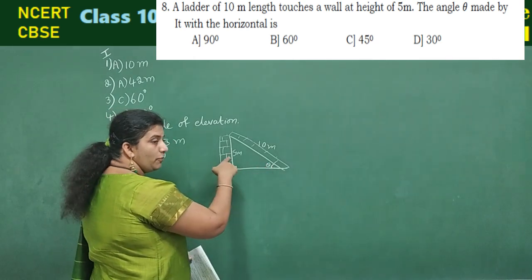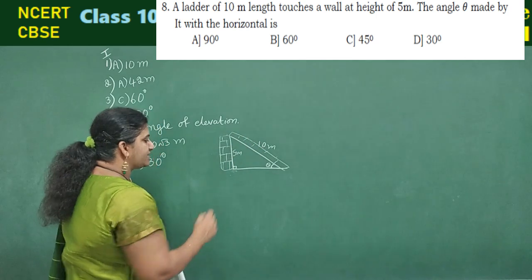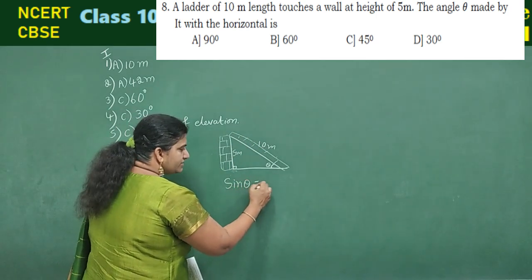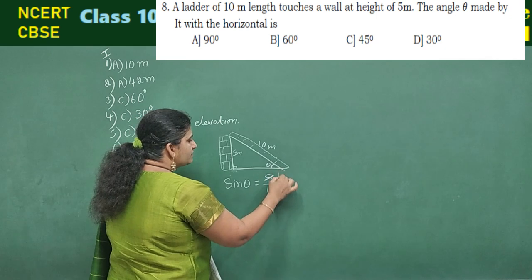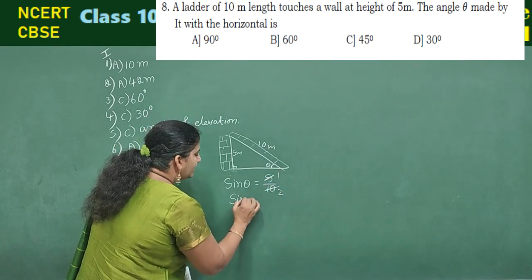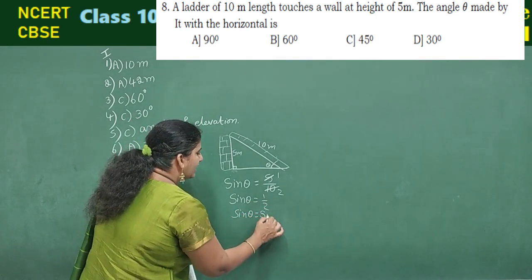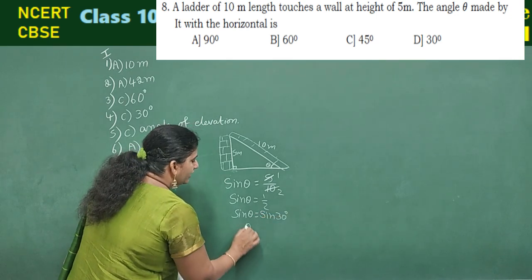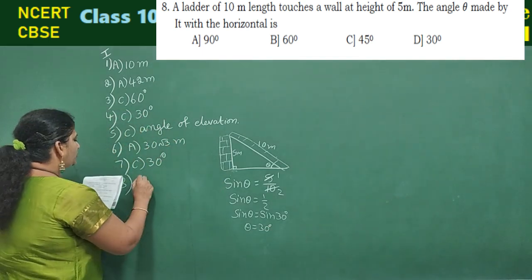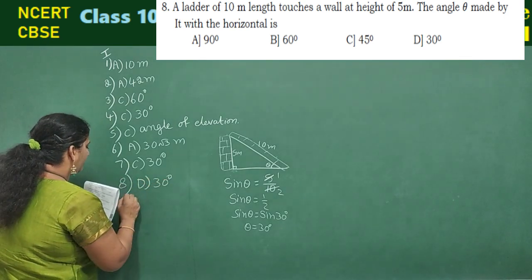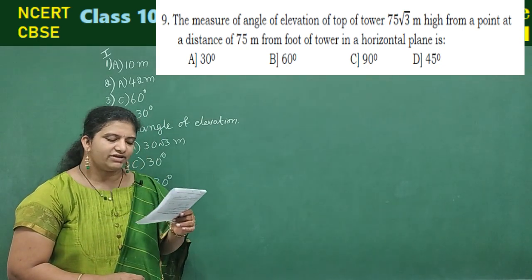Observe here. Again, opposite and hypotenuse are given here. Which ratio? Opposite, hypotenuse, sine ratio. Sine theta is equal to opposite 5, hypotenuse 10. Cancel this one. 5 twos are 10. Sine theta is equal to 1 by 2. Where do you get 1 by 2 in the trigonometry ratio table? Sine 30 degrees is 1 by 2. That means theta is equal to 30 degree. Check the option. Which is your right answer here? Option D, 30 degree.